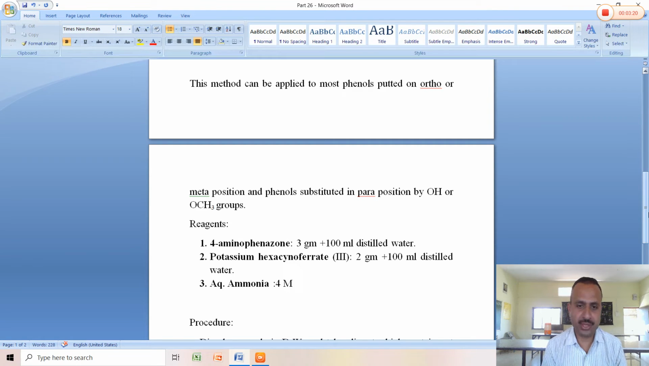Now the reagents for this purpose: first is 4-aminophenazone. How to prepare it? Simply 3 gram of 4-aminophenazone is taken and diluted to 100 ml with distilled water in a volumetric flask. The next reagent is potassium hexacyanoferrate(III). 2 gram of the powder is taken and dissolved in some distilled water, and the volume is made up to 100 ml with distilled water in a standard volumetric flask. The third reagent is ammonia. So 4 molar ammonia is prepared.